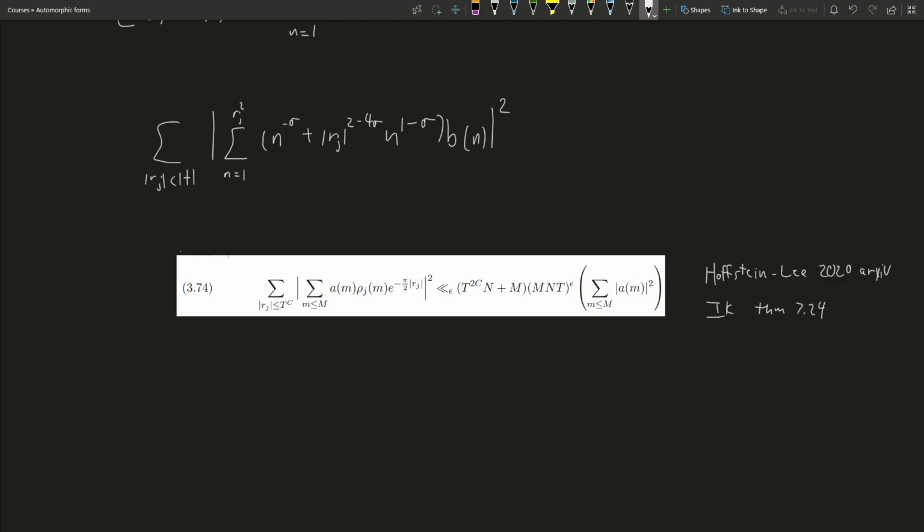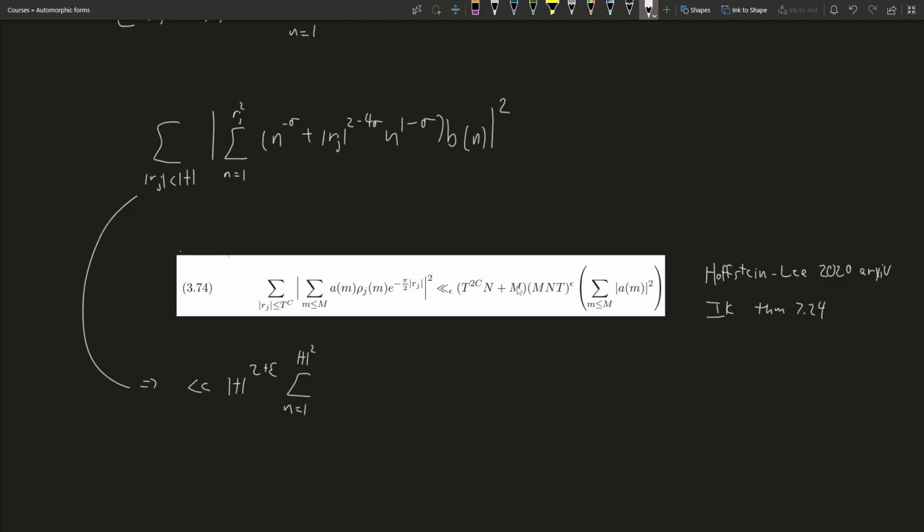So what does this end up giving? Well, this implies that this is less than. So here they have r_j less than T to the c. Here we just have r_j less than T, so it's going to be r_j less than T to the 2 plus epsilon, and then it's the sum over n from 1, and I'm going to take it until T squared because r_j is less than T, so I'm just going to take this M to be T.